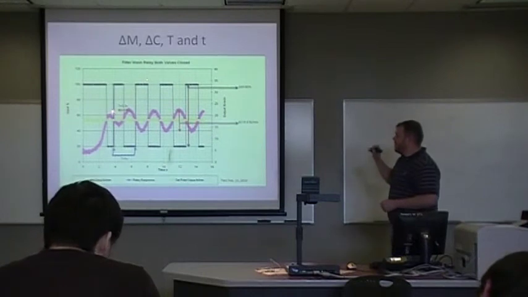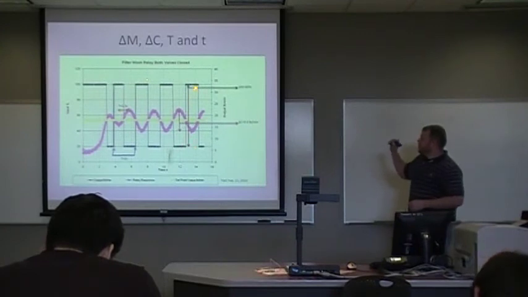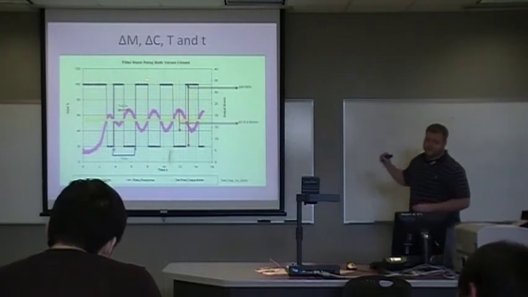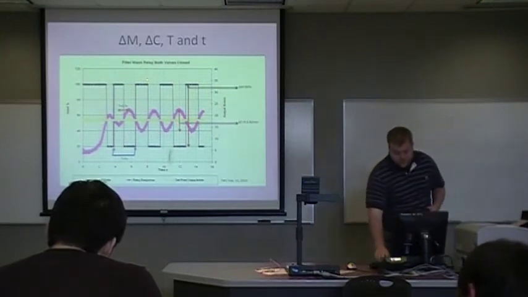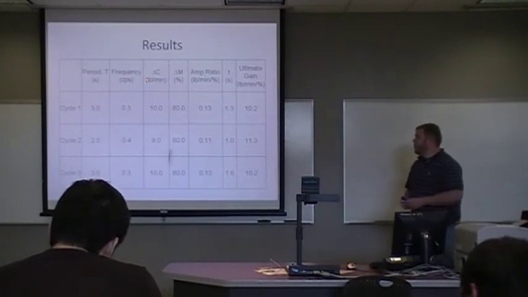The time shift here is 1.3 seconds. And then from the ceiling to the floor is 80%. And then the amplitude of the control variable here is 9.6 pounds per minute. All right, this is the result of the 3 different cycles that we went over.